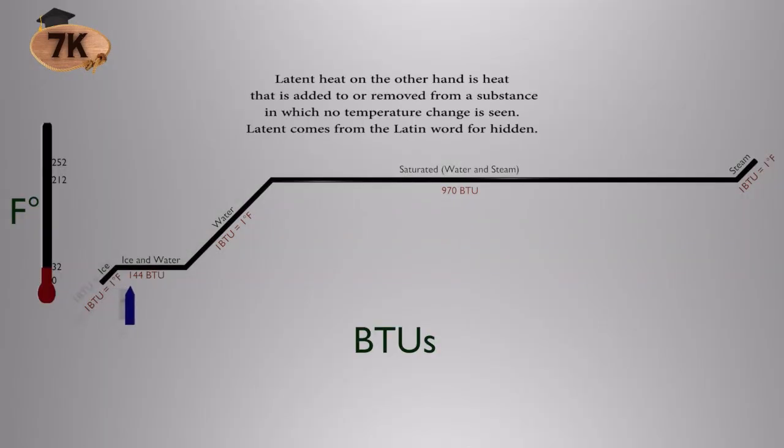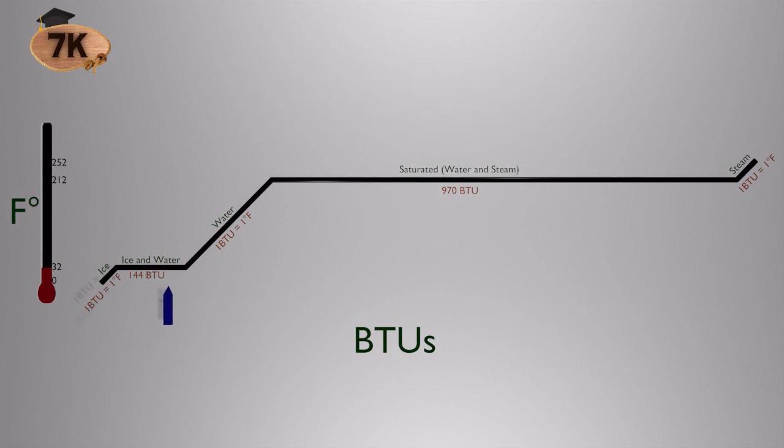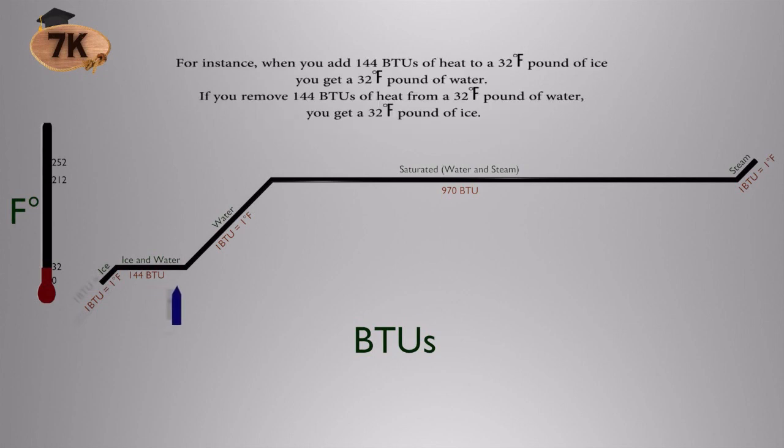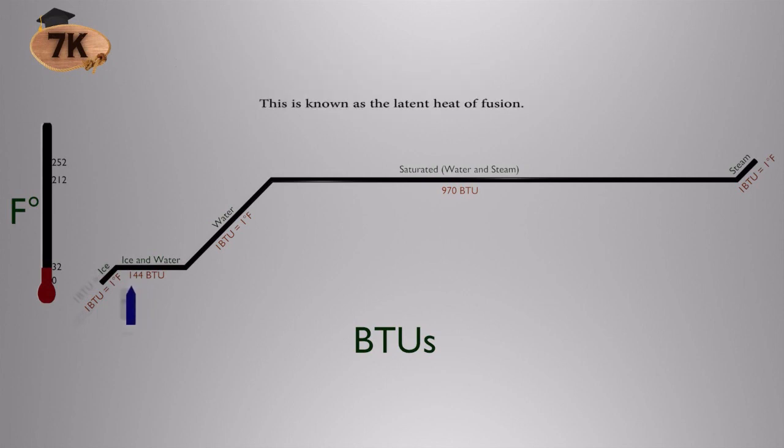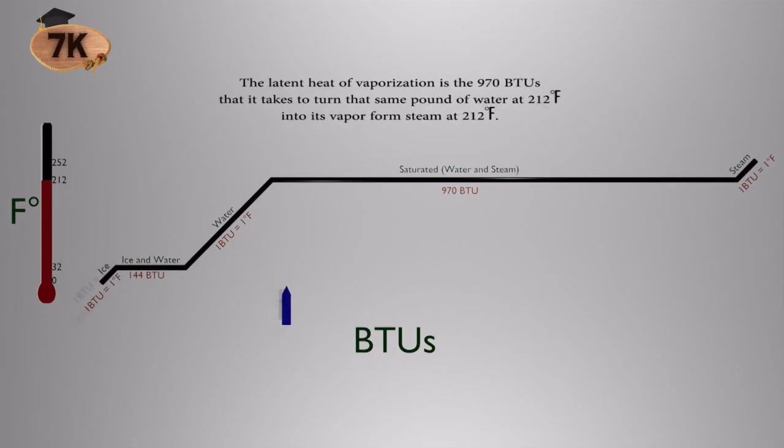Latent heat, on the other hand, is heat that is added to or removed from a substance in which no temperature change is seen. Latent comes from the Latin word for hidden. For instance, when you add 144 BTUs of heat to a 32-degree pound of ice, you get a 32-degree pound of water. If you remove 144 BTUs of heat from a 32-degree pound of water, you get a 32-degree pound of ice. This is known as the latent heat of fusion.